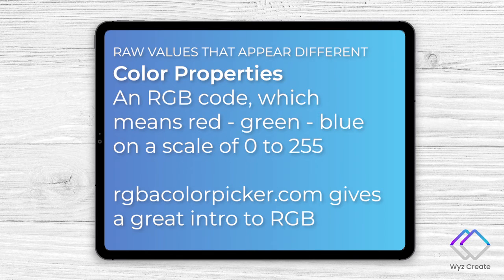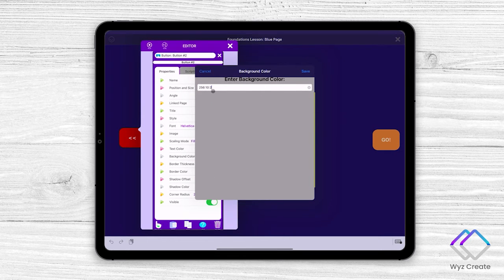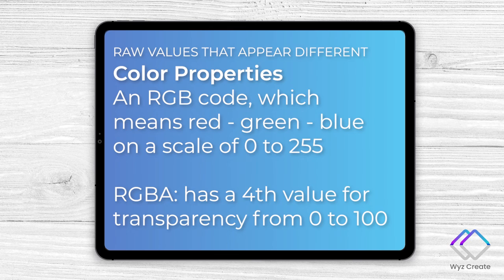If you're new to RGB or RGBA color, check out rgbacolorpicker.com, or select a color in WizCreate, then check the raw value and see how they correspond. Pro tip: you can create a level of transparency in your color selection by adding a fourth value to the RGB code, which would make it an RGBA code.